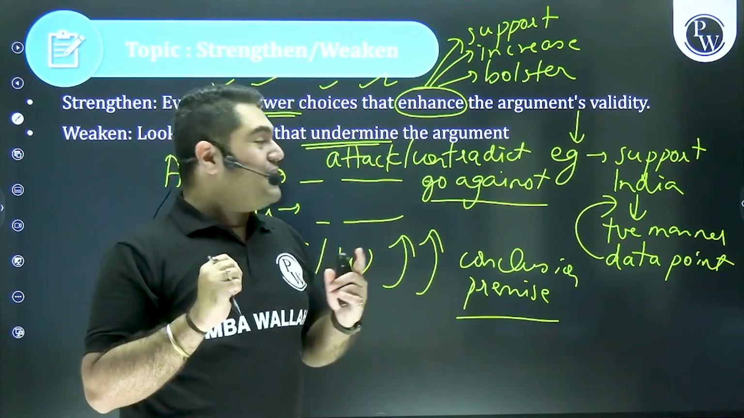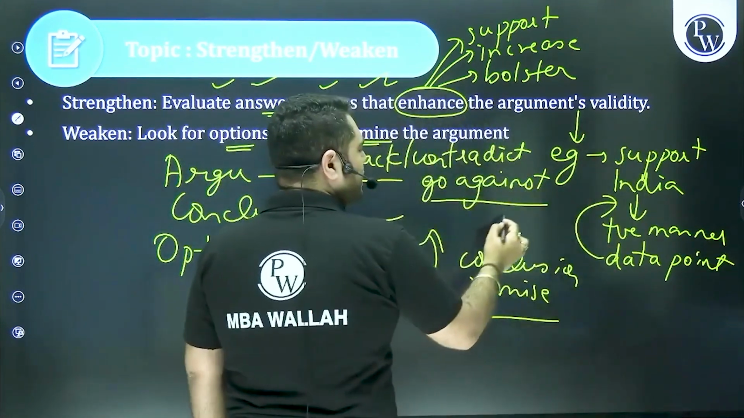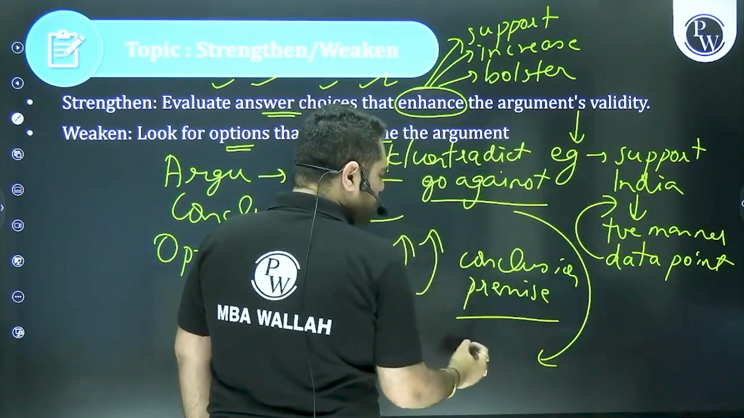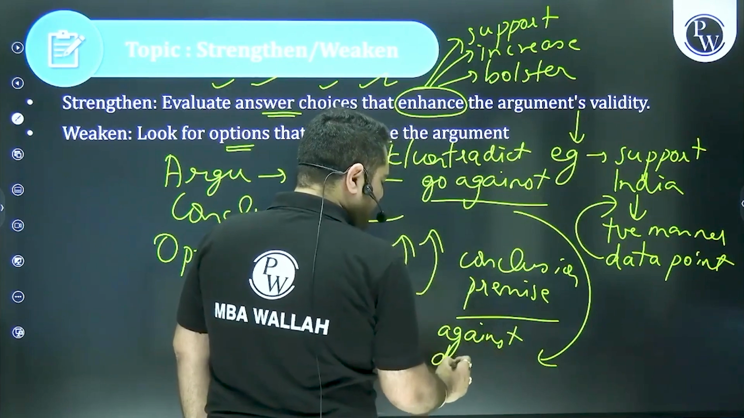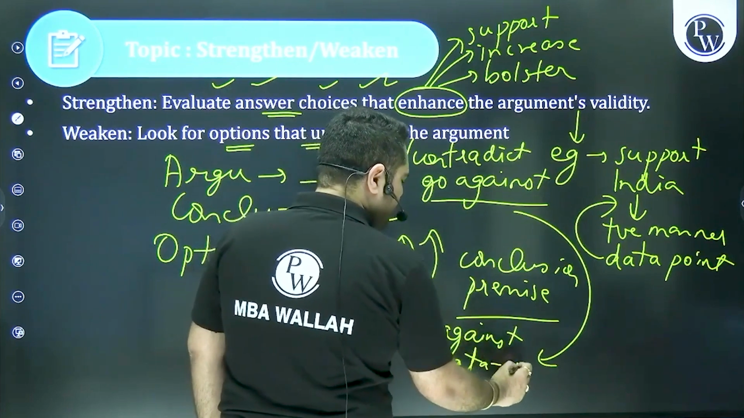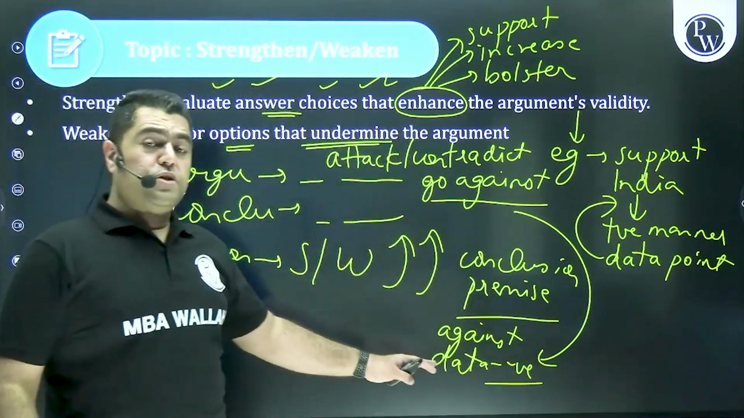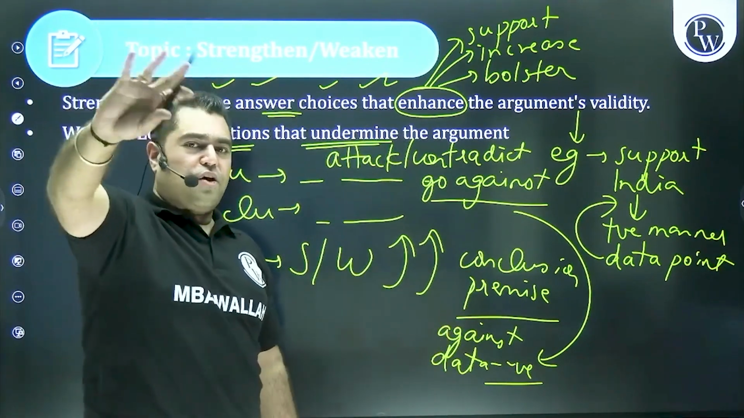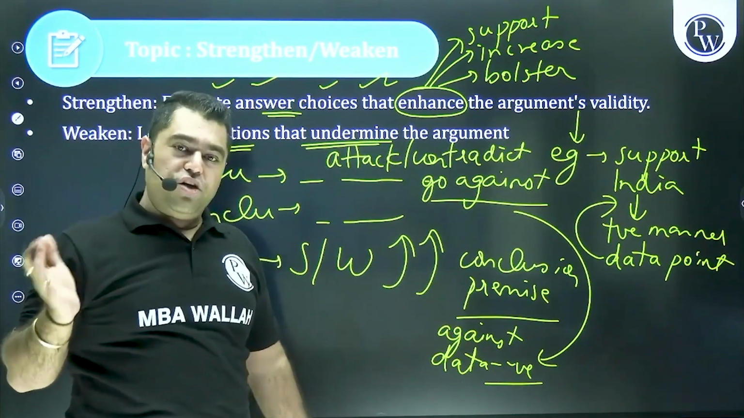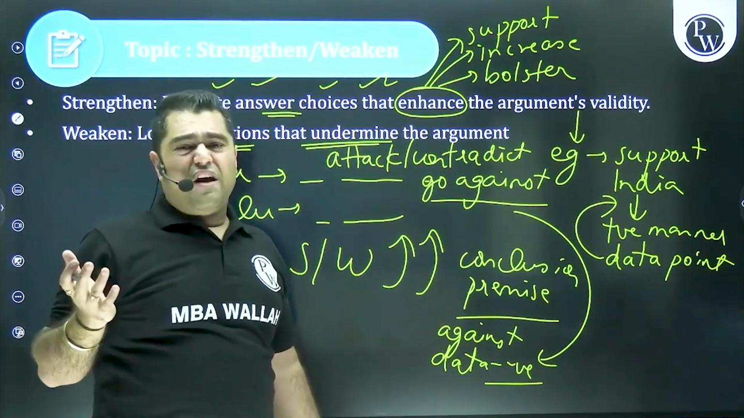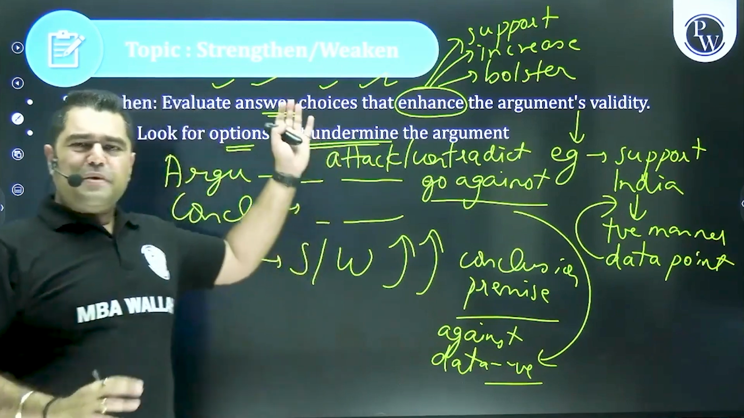Right? So this was for strengthen. For weaken, you will definitely have something that goes against India. Okay? You can have data which is something negative. And please don't choose an option that shows some other country better than India. Wrong. That's out of context. We are not talking of China or US or Africa. We are talking of India. So stick to the context of the passage. Is this making sense now?